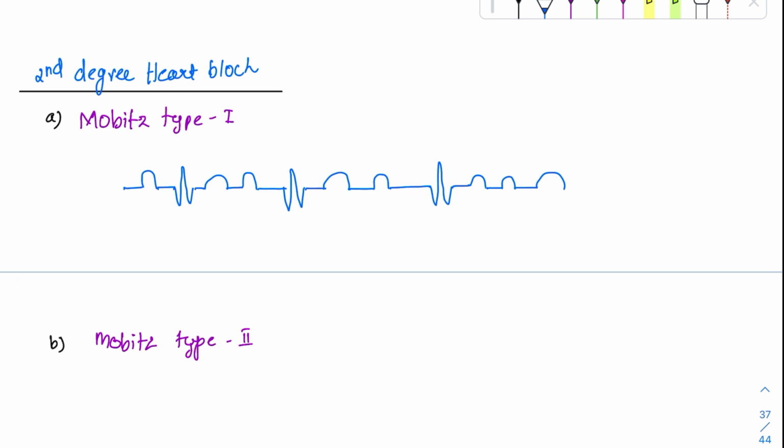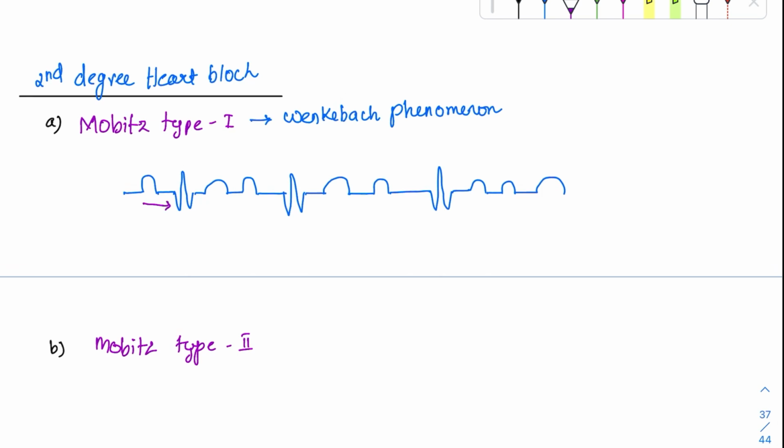Let's try to understand what happens here. What is the Wenckebach phenomenon? This is very, very important. See this diagram and tell me. In conduction block, obviously we will be looking at the PR interval duration. So what is happening to the PR interval? See here. This is the second PR interval, this is the third PR interval, and this is the fourth one.